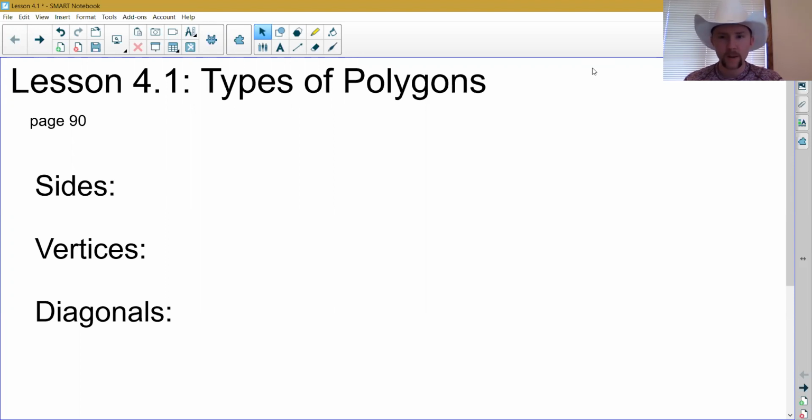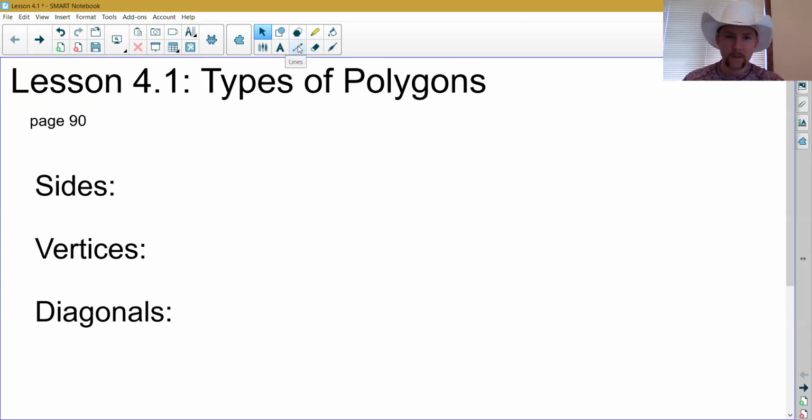We are starting chapter 4 today and we're going to talk just real briefly about polygons. Chapter 4 is all about polygons and different types of polygons, what we can do with polygons. And polygons really, you guys, just means shapes, okay? Two-dimensional closed shapes made up of line segments that we call sides, okay?